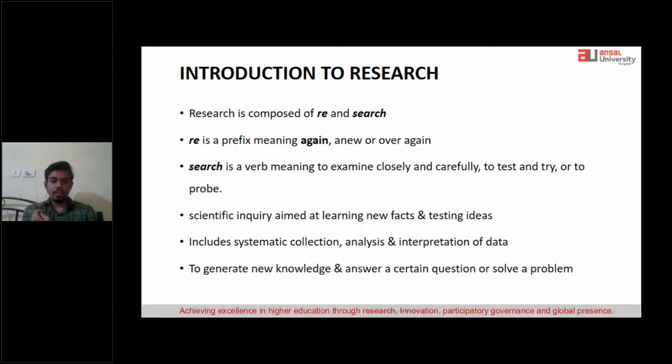So in the introduction to research, for any topic or concept you want to look into, you go to the internet, search about it, find out what is lacking there, find a research gap and start working on that. It is basically a scientific inquiry aimed at learning new facts and testing. It includes systematic collection, analysis and interpretation of data, because anything you do involves a lot of process, and data collection is one of them.